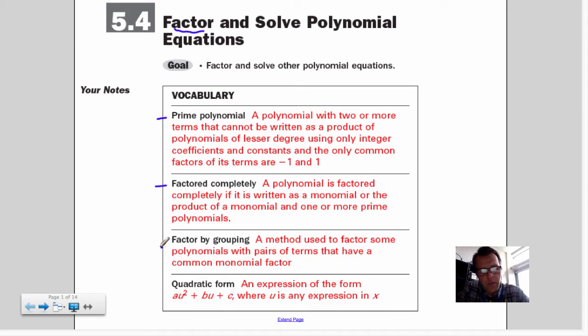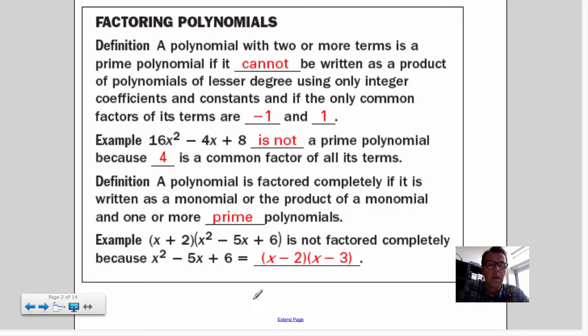Factor by grouping is a really wonderful technique to factor a polynomial of power 3, a third order polynomial. So this is a method used to factor some polynomials with pairs of terms that have a common factor. And then quadratic form. So we will use this as well. This will be an example coming up, but we'll see a polynomial like x to the power 4, x to the power 2, and a constant, and we'll use our quadratic techniques.